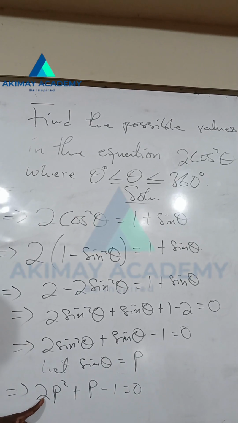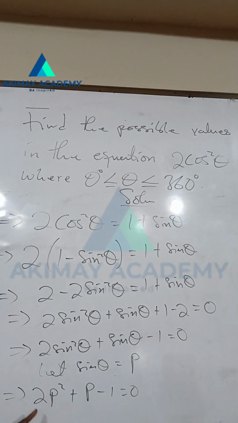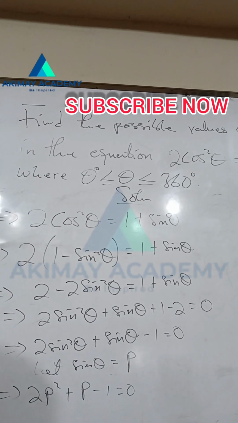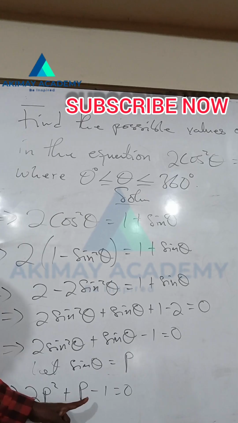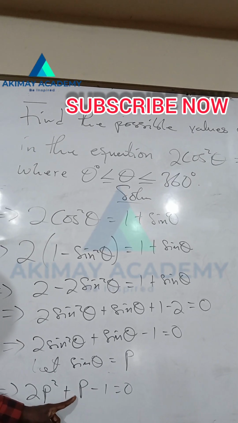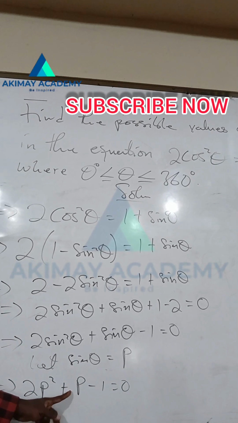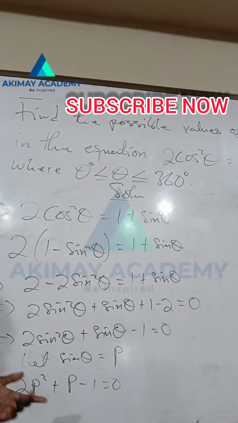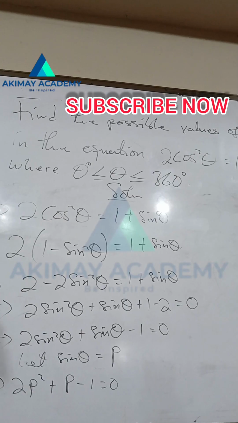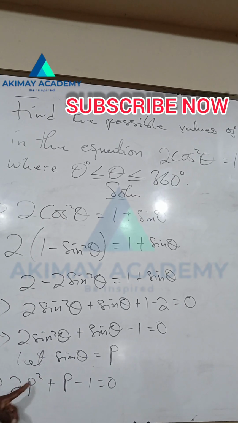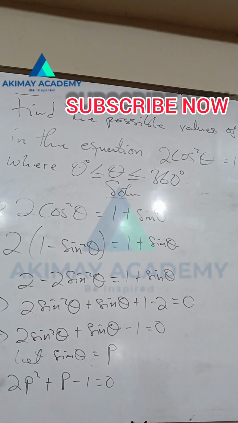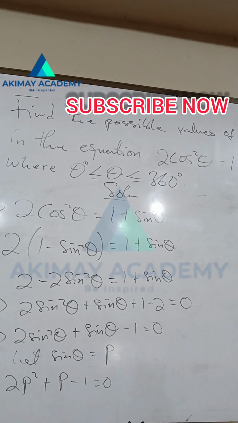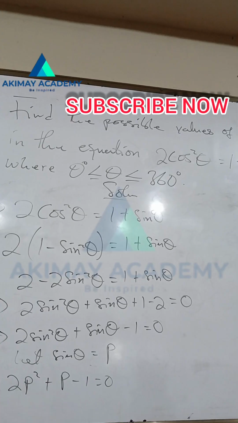Here we multiply the coefficient of p squared by the constant. 2 times minus 1 gives us minus 2. We need 2 factors that multiply to give minus 2 and add to give positive 1. I think positive 2 and negative 1 will do, because negative 1 times 2 gives negative 2, and negative 1 plus 2 gives positive 1. So let's put the factors in the middle.